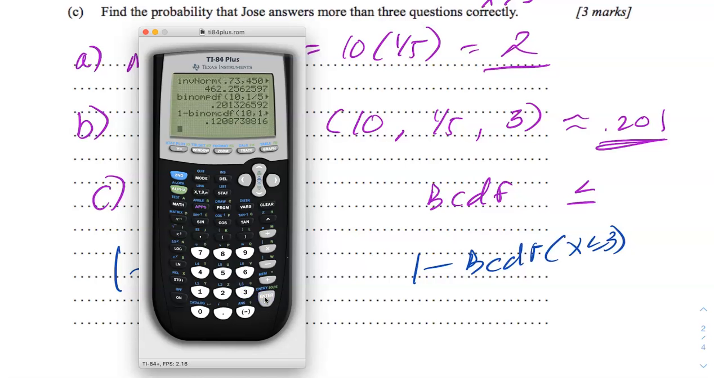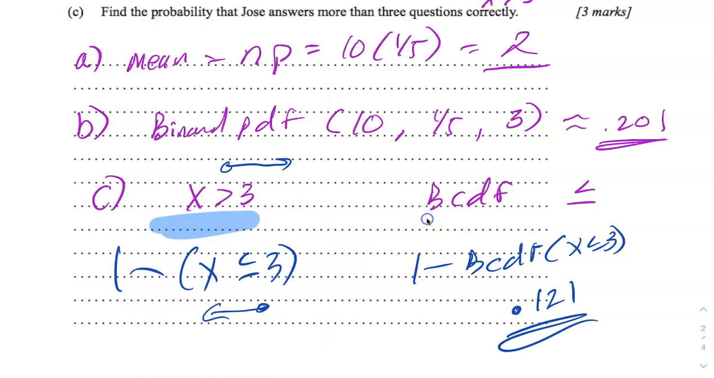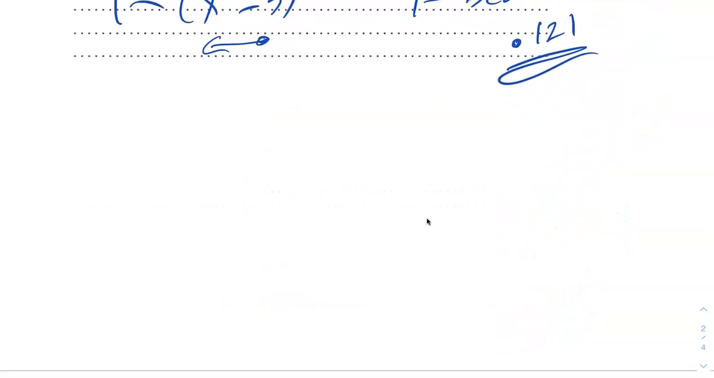And I get 0.121 if I'm doing 3 sig figs. 0.121. It's about a 12% chance he gets more than 3. 12% chance he gets more than 3 correct. Let's move on.